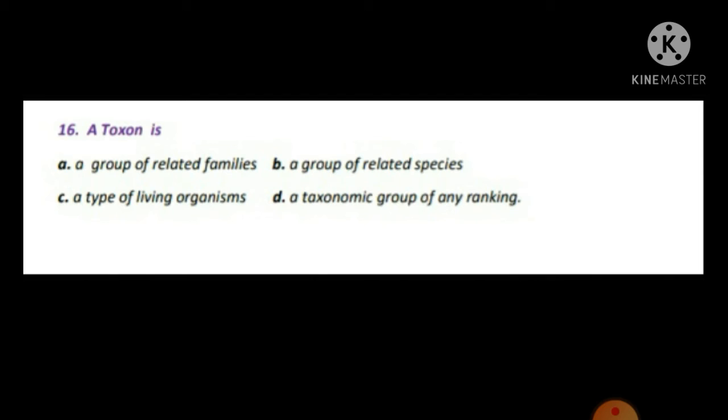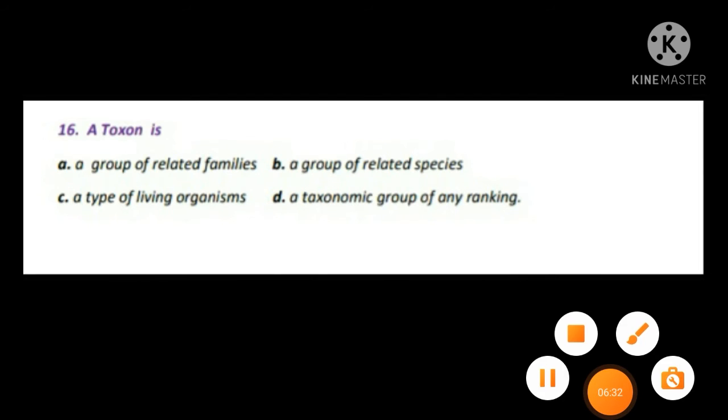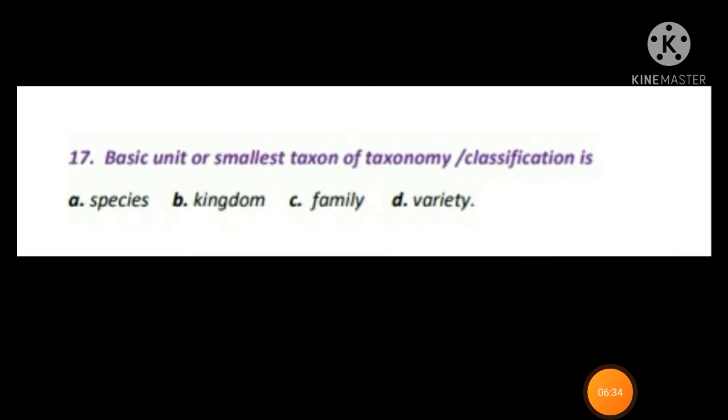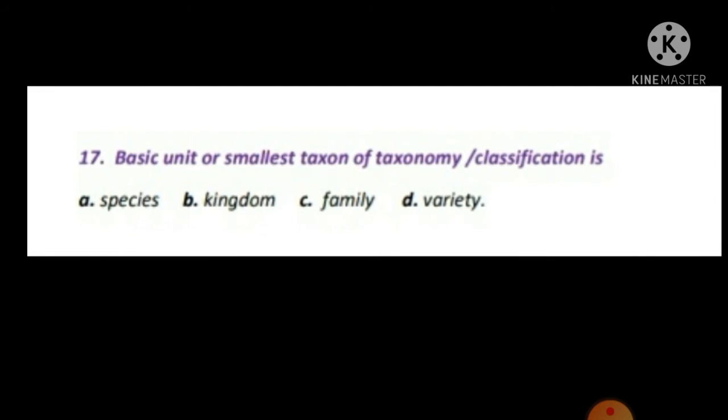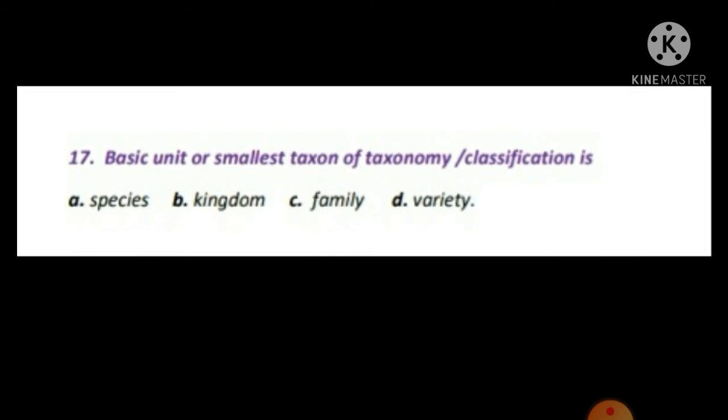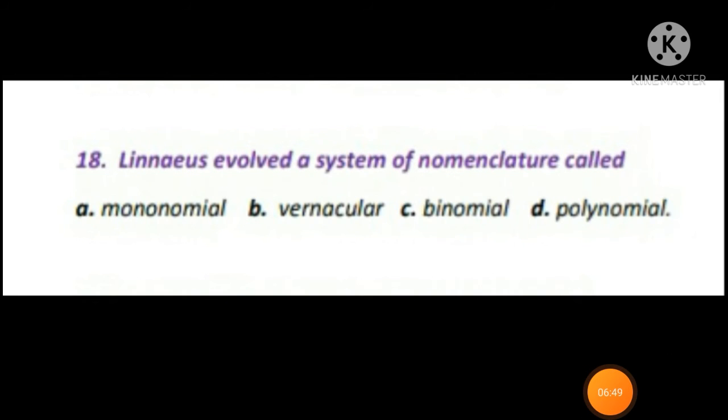So the next question, 17th one. Basic unit or smallest taxon of taxonomy or classification is option A, species. B, kingdom. C, family. D, variety. So the next question, 18th one. Linnaeus evolved a system of nomenclature called A, mononomial. B, vernacular. C, binomial. D, polynomial. It's a very easy question.